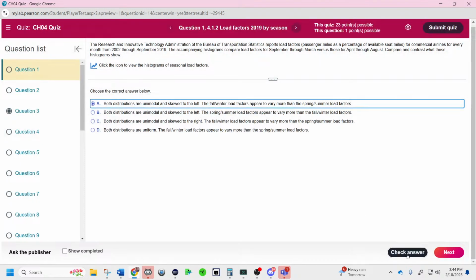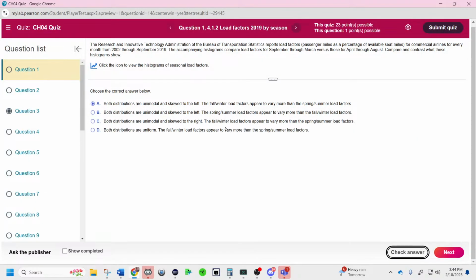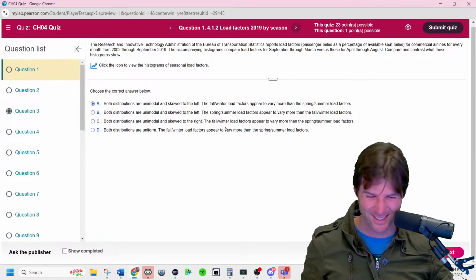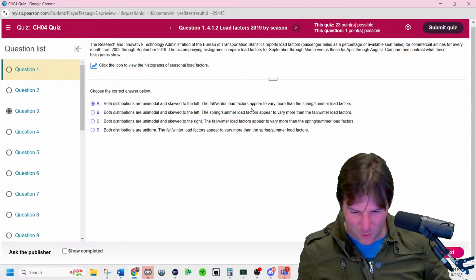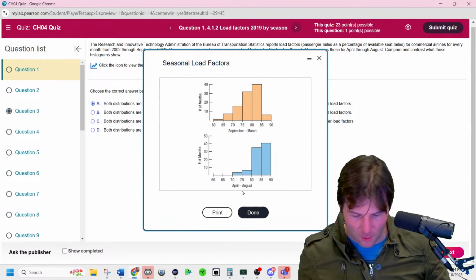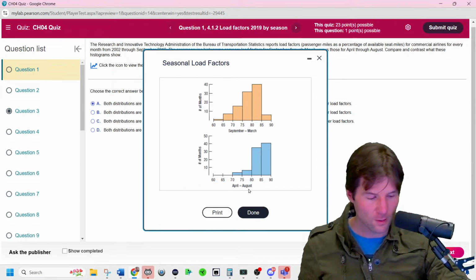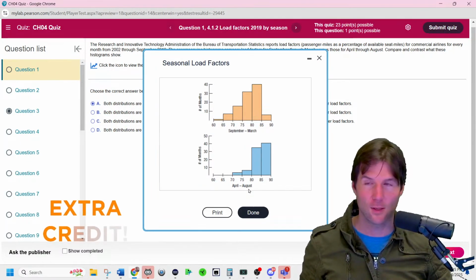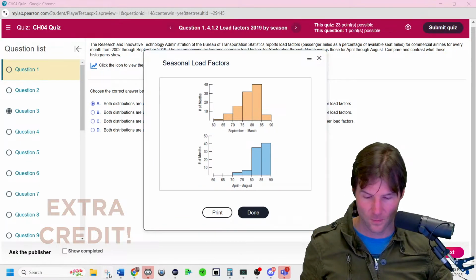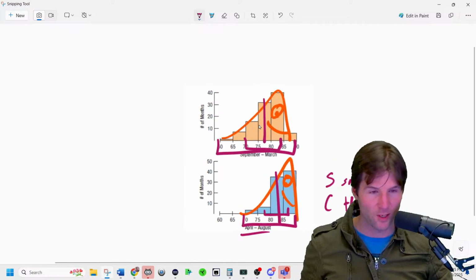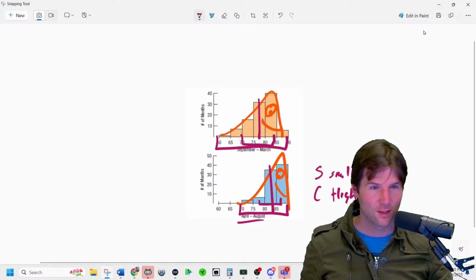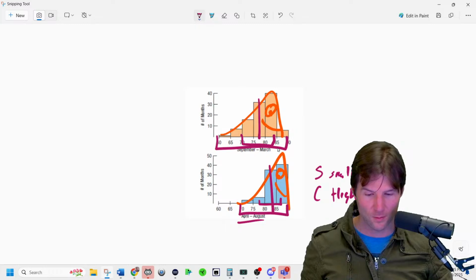Really? Really? I don't know months. That's because I don't know months. Fall and winter load factors appear to vary more. April through August. It's winter? 1,000 points. I don't like this question. I don't understand months of the year. They should have just put April through August. September to... Oh. Oh, it is, isn't it? I haven't had lunch.